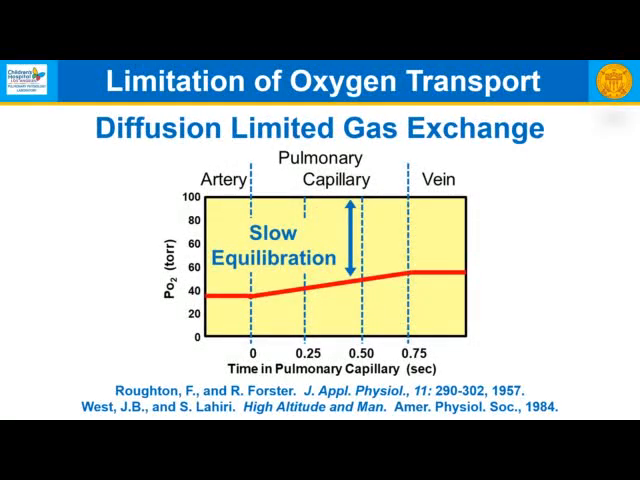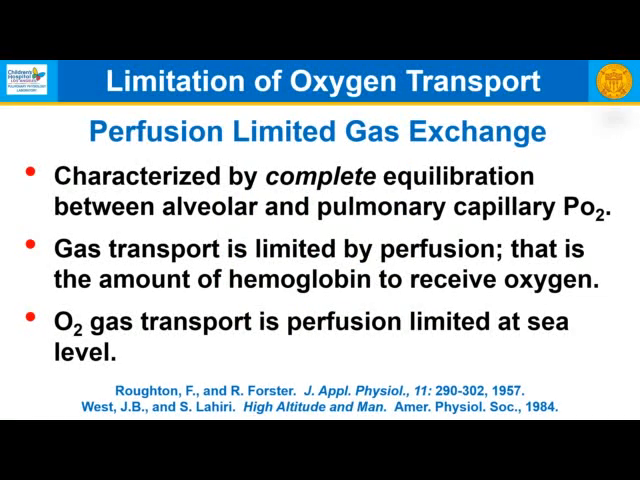This is what it would look like. Blood enters with a mixed venous PO2 of 40. Diffusion occurs, but as you can see, it never gets to the level of the alveolar PO2. Finally, when it leaves, there's still a considerable gap between alveolar PO2 and pulmonary venous PO2. This slow equilibration is characteristic of diffusion being limited at the alveolar capillary membrane, so-called diffusion limited gas exchange. In contrast, perfusion limited gas exchange is characterized by complete equilibration between the alveolar and pulmonary capillary PO2.